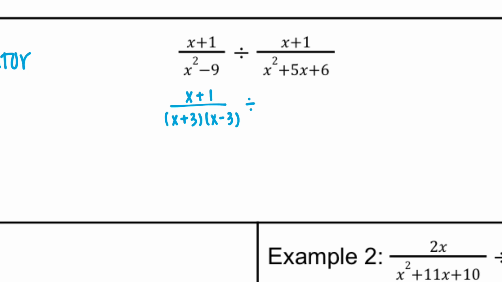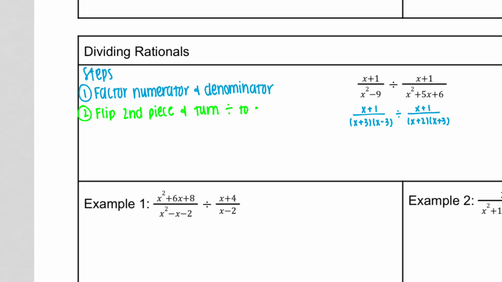You still have this division. On the second one, again, x plus 1 stays, and I now need factors of 6 that add up to 5, and that's going to give me x plus 2 times x plus 3. Step 2 is that we're going to take that second piece and we're going to flip it. So what was the top is now the bottom, bottom is now the top. We're going to then turn that division sign into multiplication.